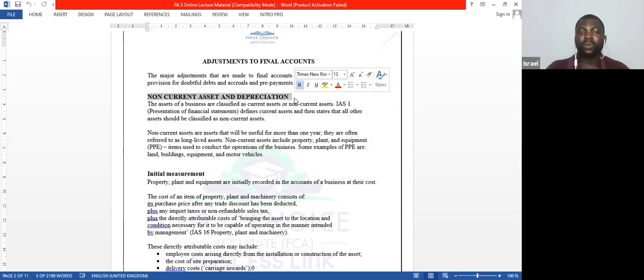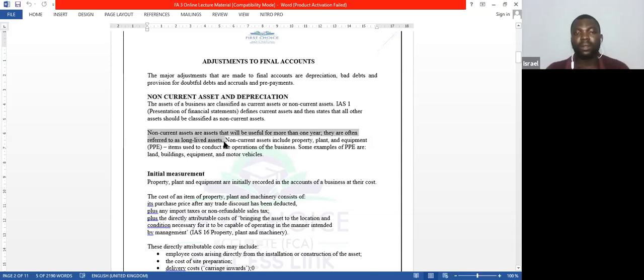These are assets that you regard as long life assets that are used for more than 1 year. That's a non-current asset. And when we're talking about non-current assets, we are talking about the examples we have earlier said: the land, the building, the equipment, the motor vehicles. These are majorly classified as what we call PPE, which is property, plant, and equipment. And that's why IAS 16 is a standard that addresses PPE.